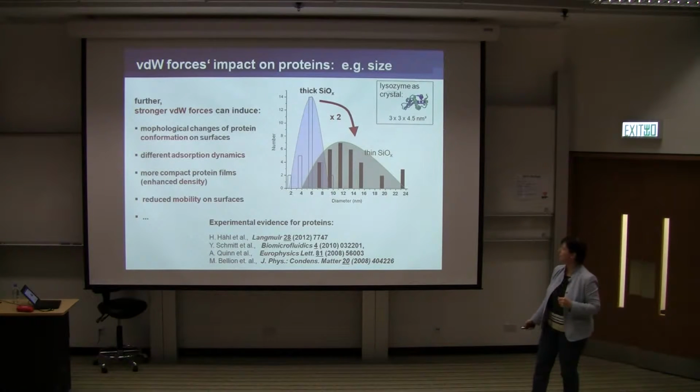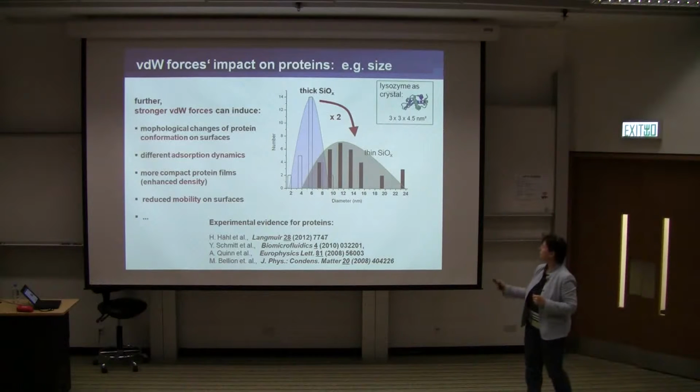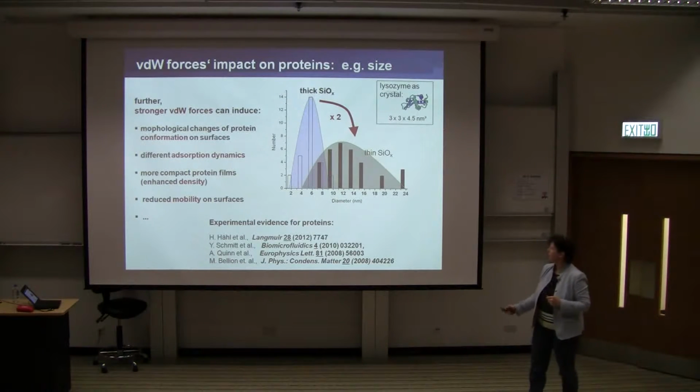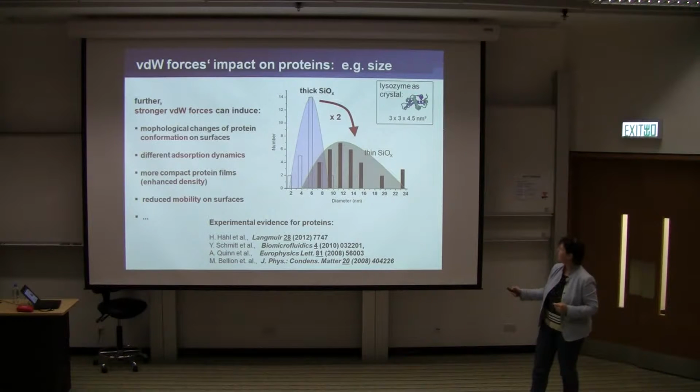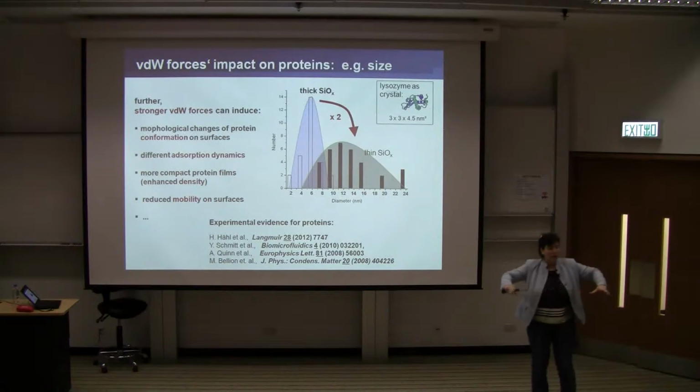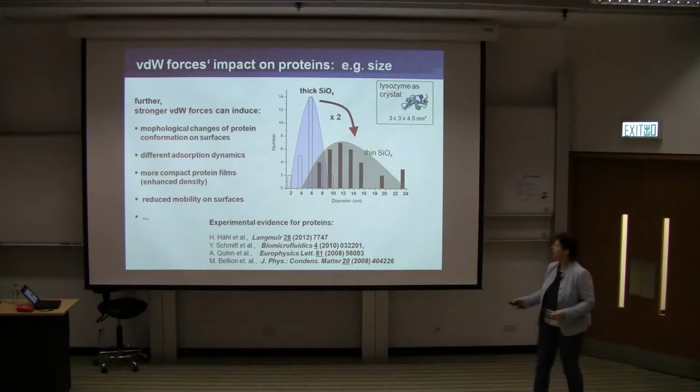And so van der Waals forces do indeed impact proteins, for instance their size. If we just look at the diameter of proteins that have been adsorbed to the surface by AFM imaging, we see that on the thick silicon oxide the diameter is around 6 nanometers. Look at the lysozyme. This is a lysozyme adsorption. As a crystal, it's 3.3, 4.5 nanometers. Whereas if you go to a thin silicon oxide, we get a wider distribution, and the protein has kind of spread because it feels these strong forces from the underlying silicon.